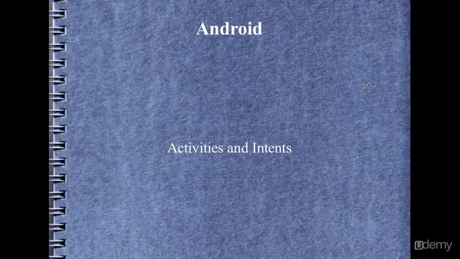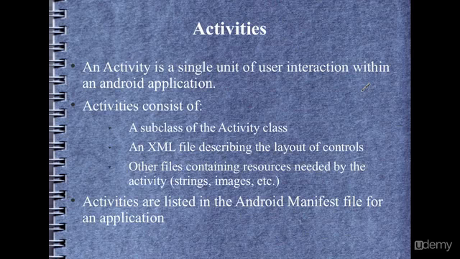Hi, let's talk about activities and intents in Android applications. An activity is what we call a single unit of user interaction within an Android application. So whenever the user is interacting with an Android application, they are doing so through one or more activities. Activities are made up of several parts.